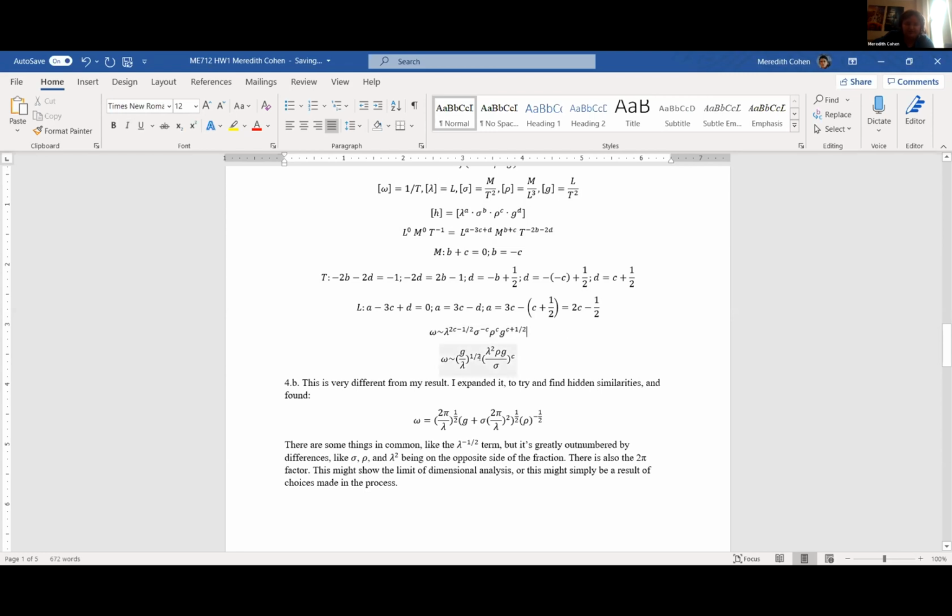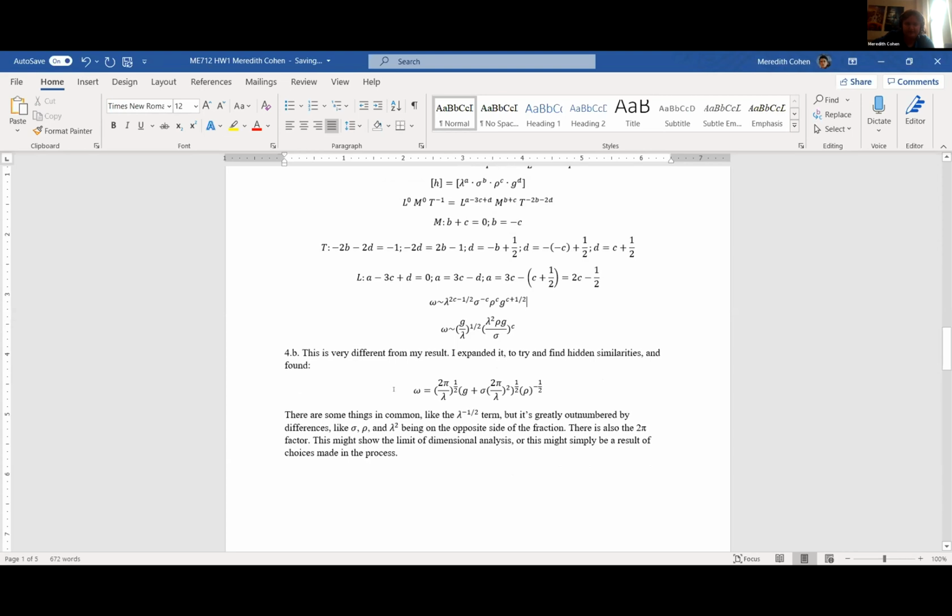Then you clean this up a little bit, and you get g over the wavelength, the square root, and the wavelength squared times the density times gravity over the surface tension to the power of C, and that's proportional to this frequency. I think my reasoning is sound, but it's not super similar to the actual response. There are some similarities, like this wavelength to the -1/2, but a lot of things are flipped. Like this rho is to the negative instead of to the positive.